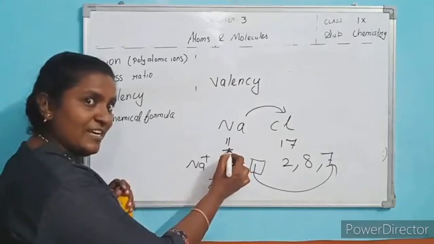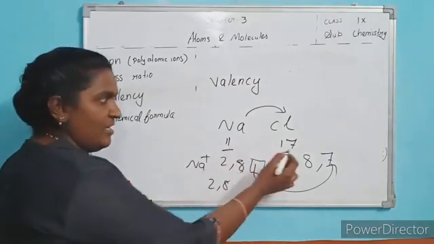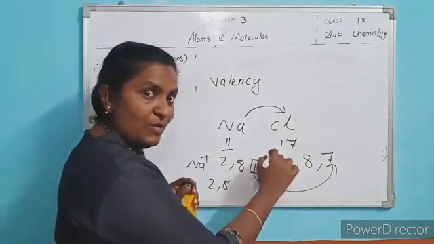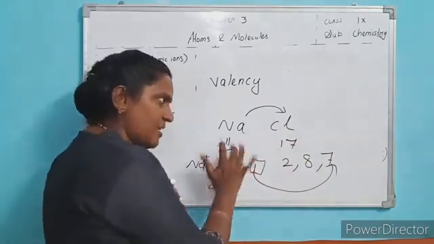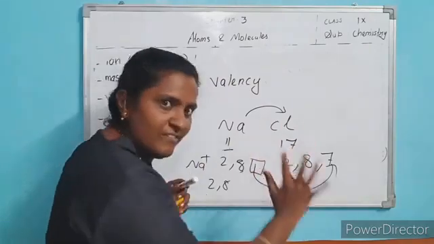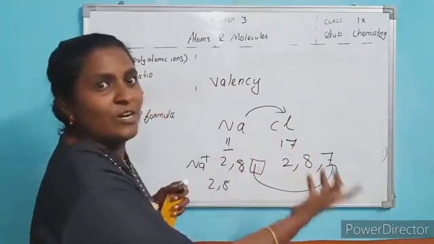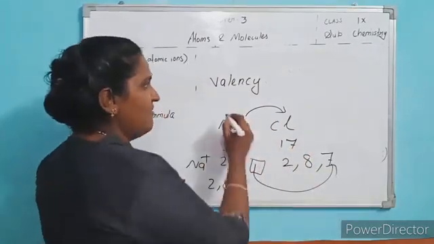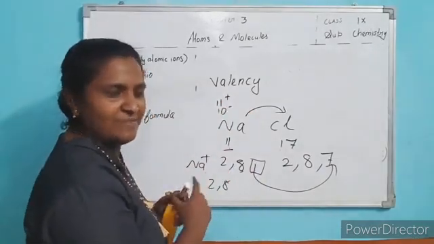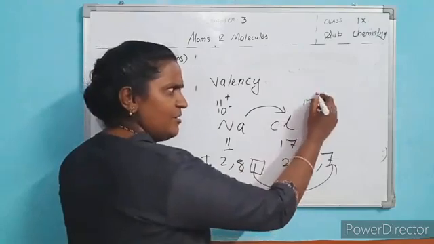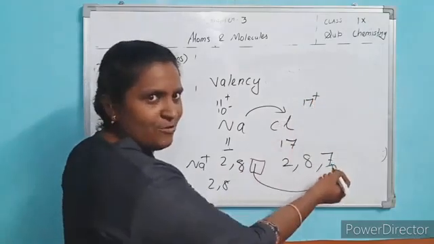11 positive charge, 11 negative charge. Earlier it has 17 positive charge, 17 negative charge. Now what happened? Positive charge is 11. Here also positive charge is 17. But now it donated 1 electron, so 11 positive, 10 negative. It has 10 electrons now. It has 17 positive, and now 1 electron gained, no?